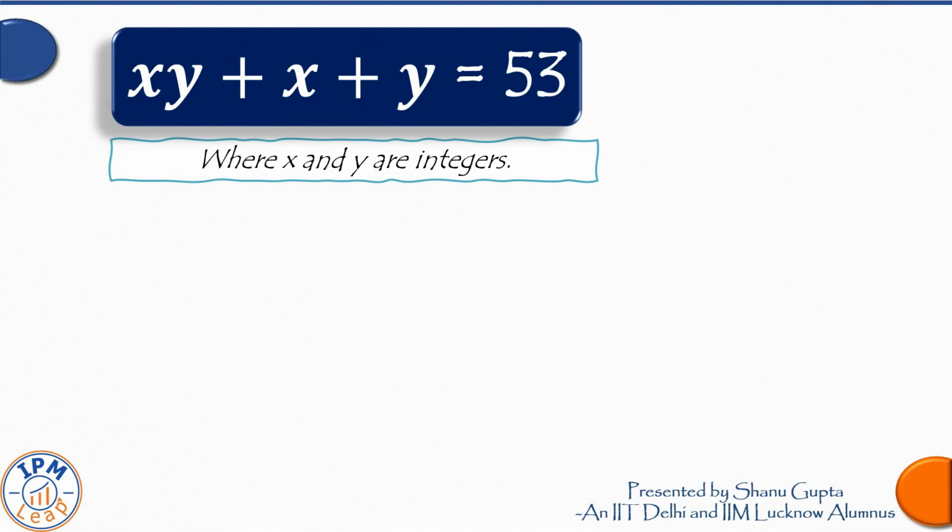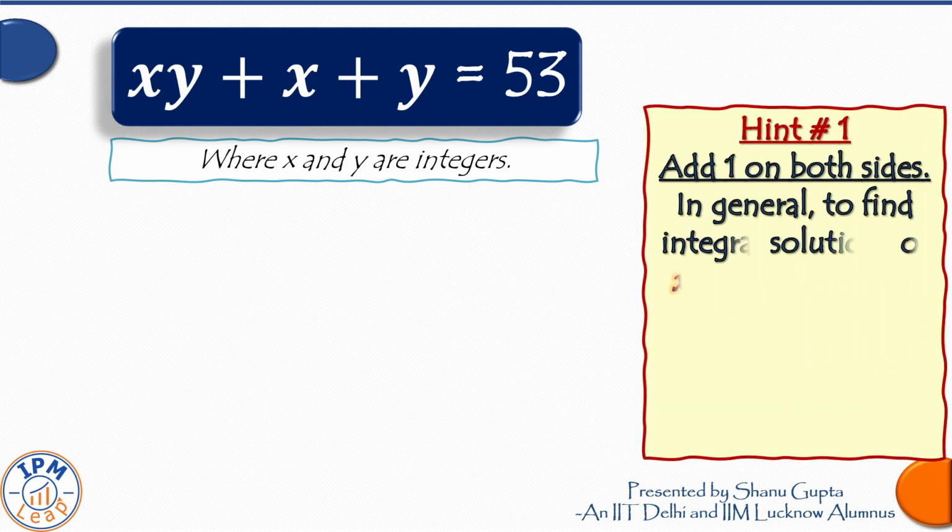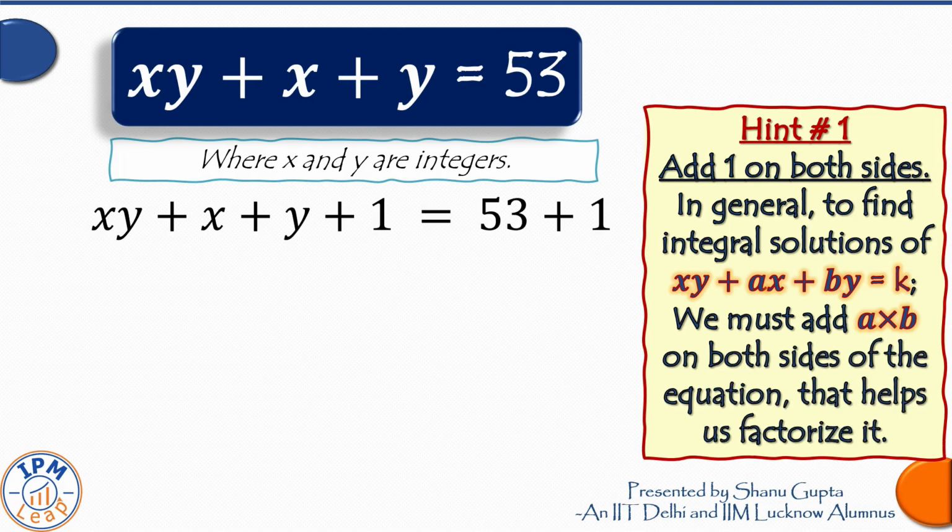Now let us come to the proper method of solving this question. So first step is to add 1 on both sides. This will help us factorize the left hand side. In general, remember that to find integral solutions for an equation that looks like xy plus ax plus by is equal to k, where k is some constant, we must add a into b on both sides of the equation. And the rest of the steps are exactly the same. Over here also, the coefficients a and b are equal to 1 and 1. So we are adding 1 into 1, that is 1 only, on both sides of this equation.